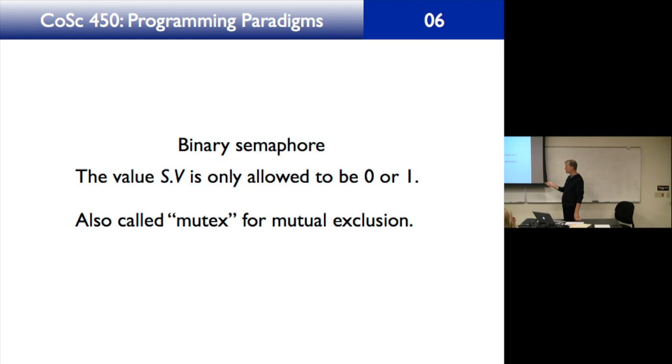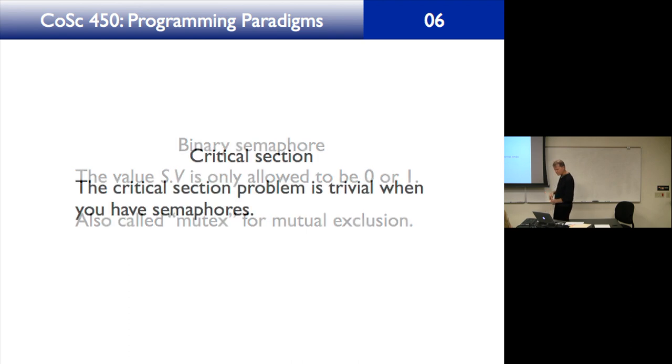A binary semaphore is also called a mutex, a common name for a semaphore. And this is short for mutual exclusion. So you see that a lot in concurrent code. You see mutex this, mutex that. That's what it is. It's a binary semaphore.